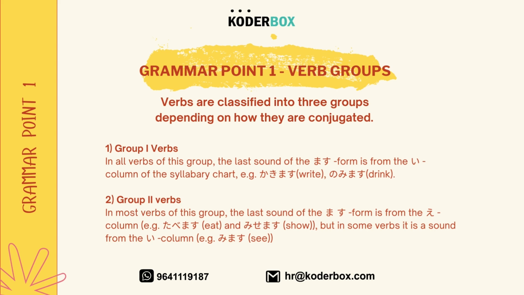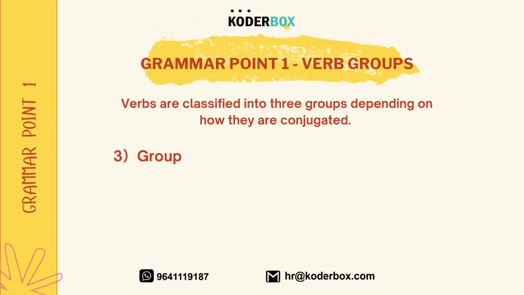Second, group 2 verbs. In most verbs of this group, the last sound of the masu form is from the E column. Example, tabemasu, eat, and misemasu, show. But in some verbs, it is a sound from the I column. Example, mimasu, see.